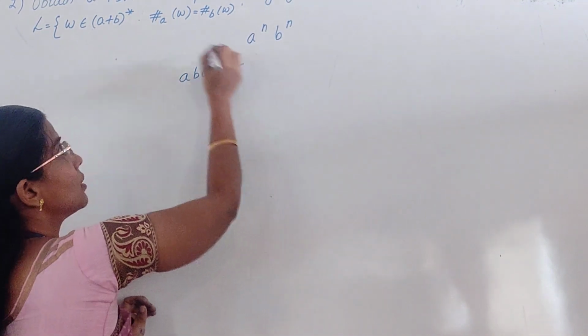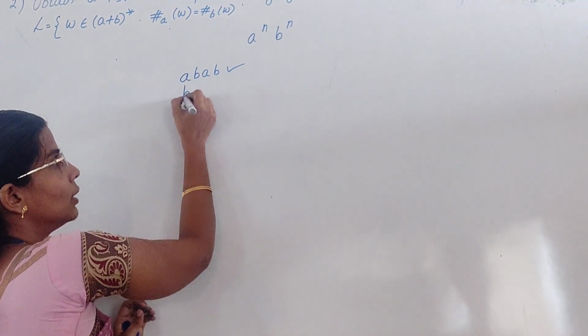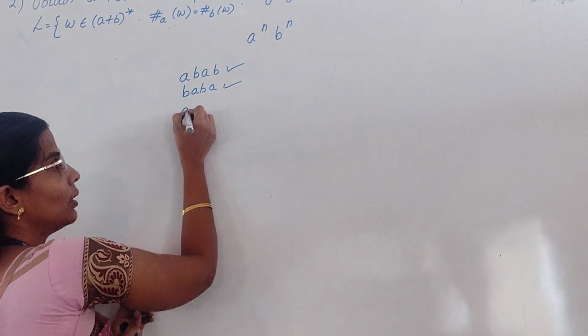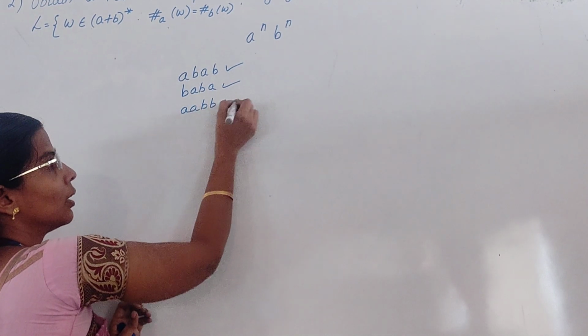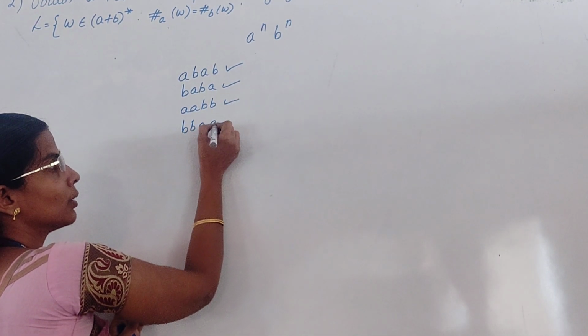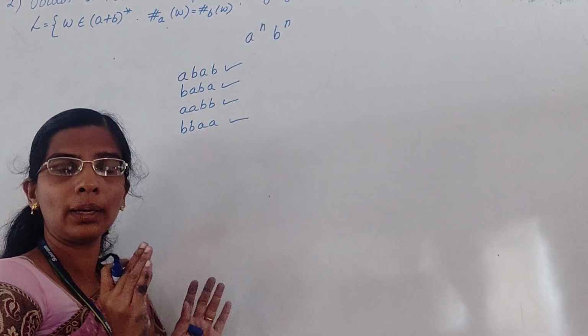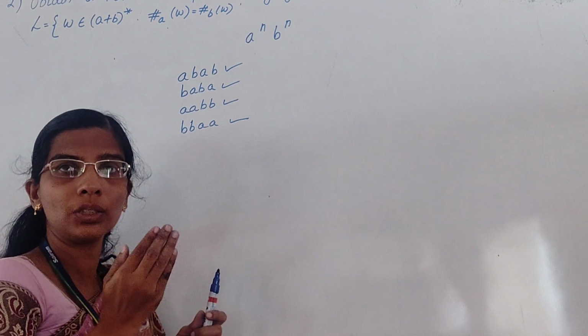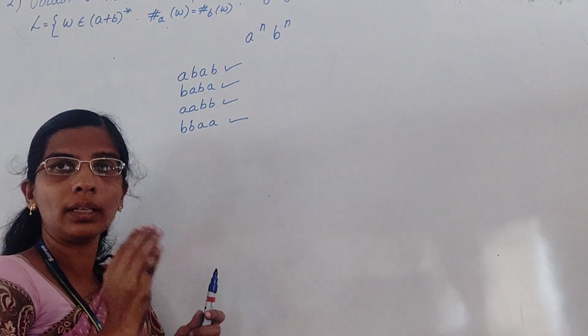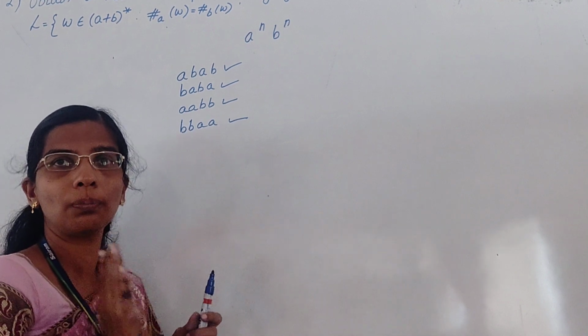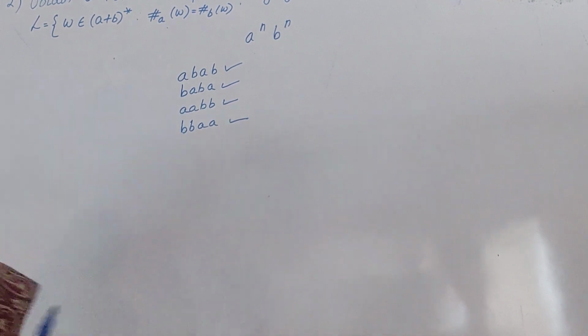This is a valid string for this language. Even this is a valid string. It doesn't see the order of a and b, how it is arranged. It doesn't look after that. It sees only the count. Count of a should be equal to count of b. That is the only thing it considers.